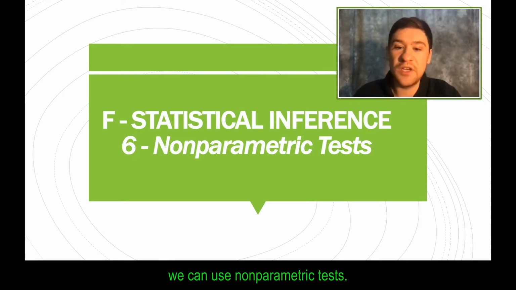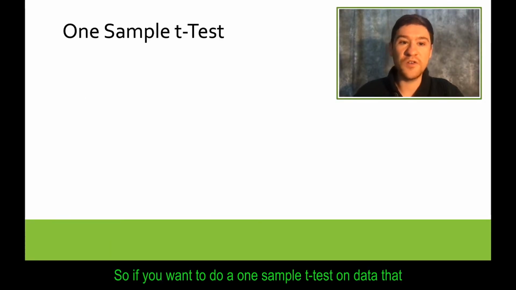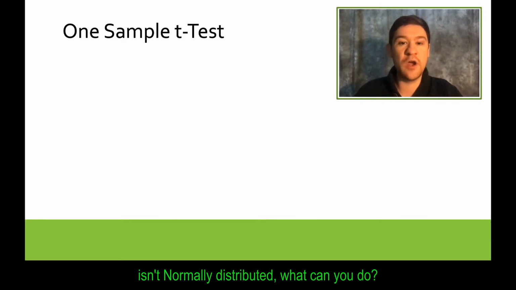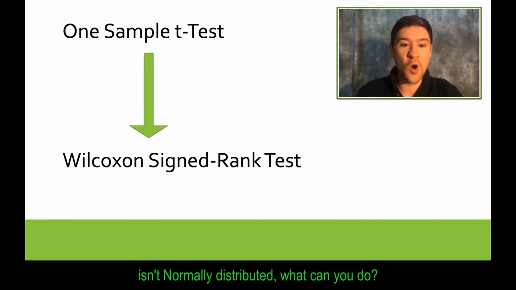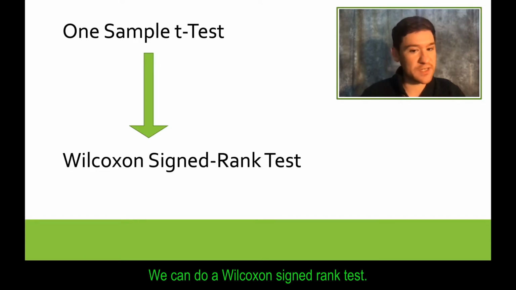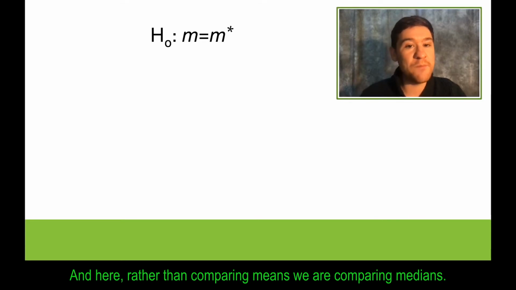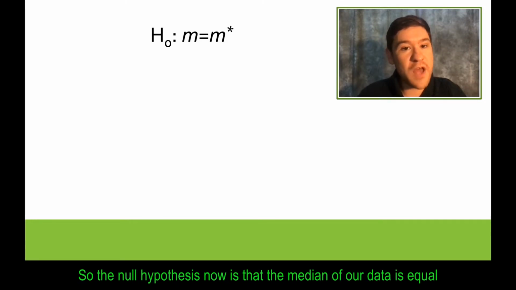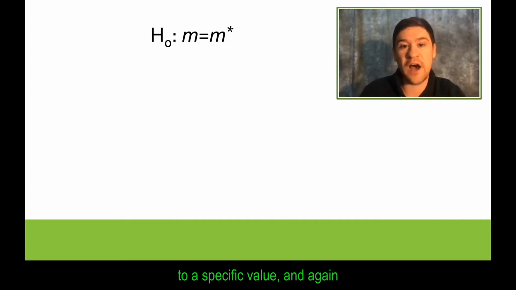So instead we can use non-parametric tests. So if you want to do a one sample t-test on data that isn't normally distributed, what can you do? We can do a Wilcoxon signed rank test. And here, rather than comparing means, we are comparing medians. So the null hypothesis now is that the median of our data is equal to a specific value.